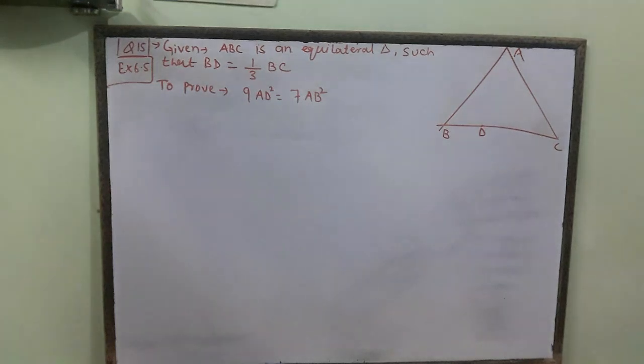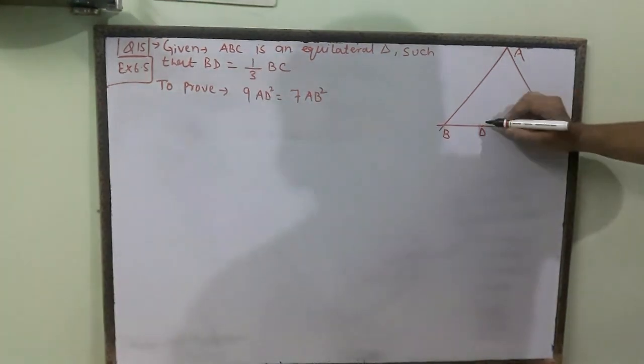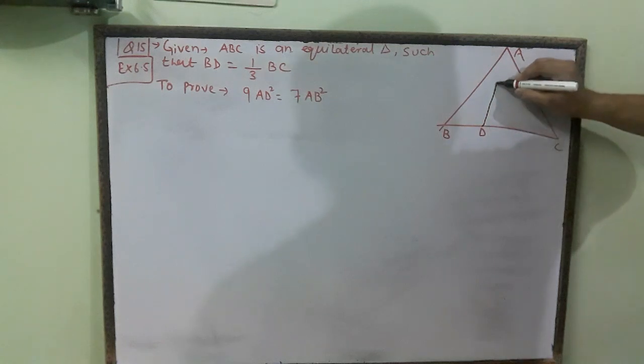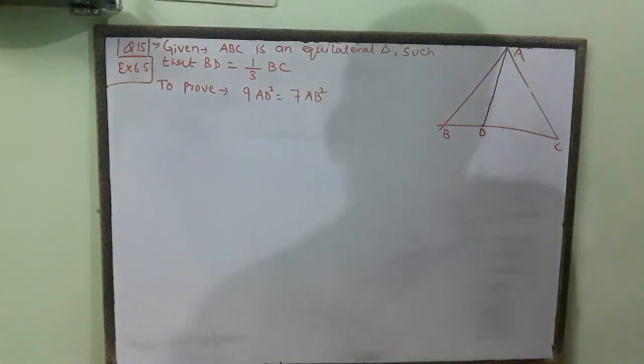It is given that ABC is an equilateral triangle such that D is a point on BC and BD is equal to 1 by 3 BC. Now we have to prove 9AD square is equal to 7AB square. For this we need to do some construction. First we will join AD so that AD square will come.